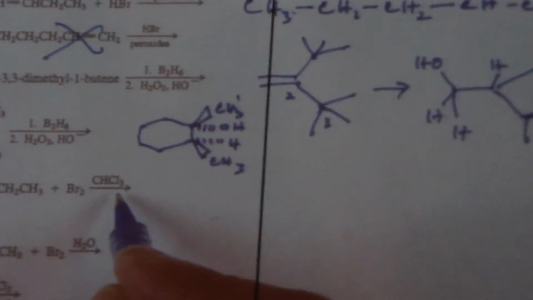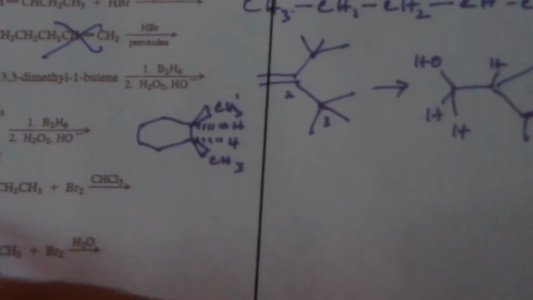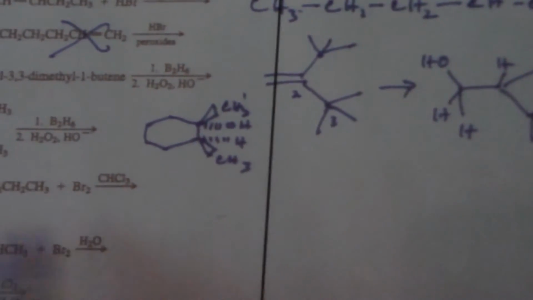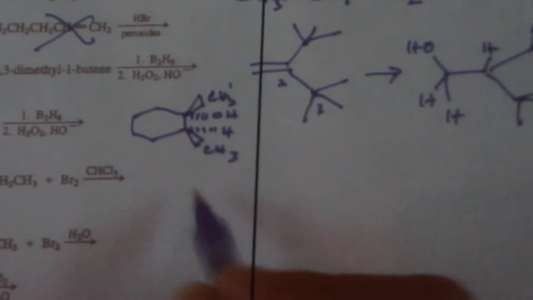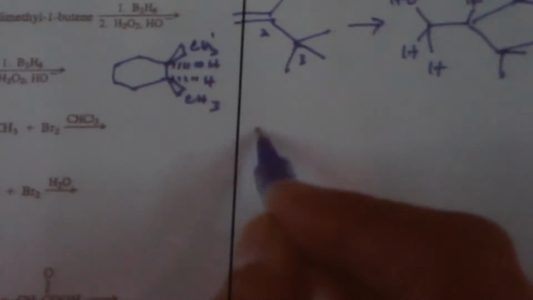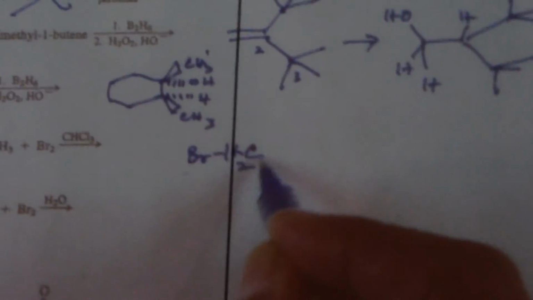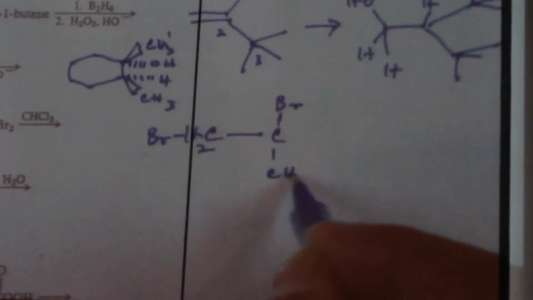So Br2 in chloroform. This one again will be added to both the carbon-carbon double bonds. This is again, you can ignore the stereochemistry, CH2Br, and then CBr, CH3, CH2, CH2, CH.